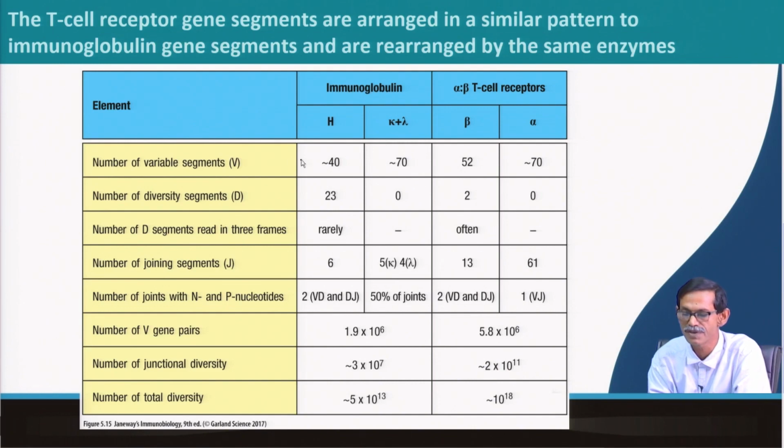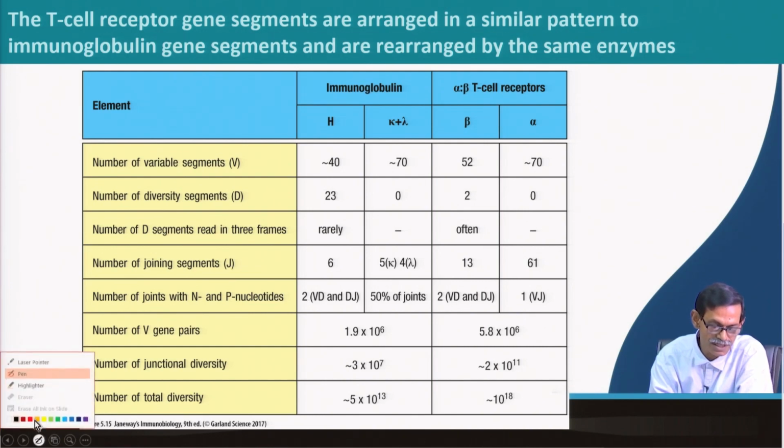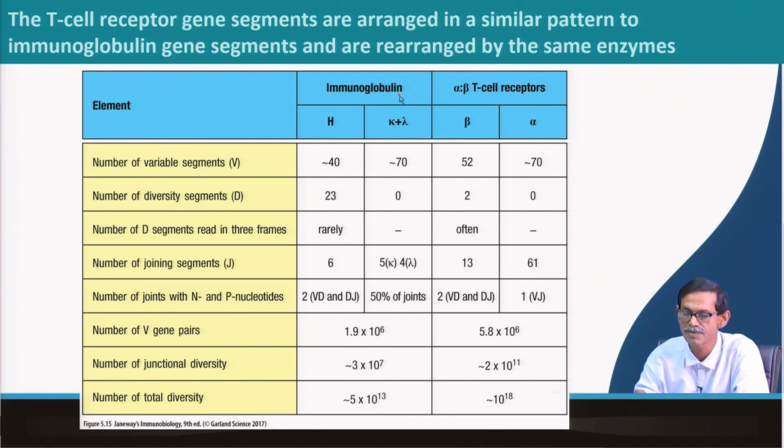This is the average number of V segments in the case of immunoglobulin, and this is in the case of T cell receptor, only for the alpha beta T cell receptor. This is the number of genes, and this is the variety, like how many V gene pairs are possible. This is all the possible calculation that I was mentioning; it is not as easy as that.